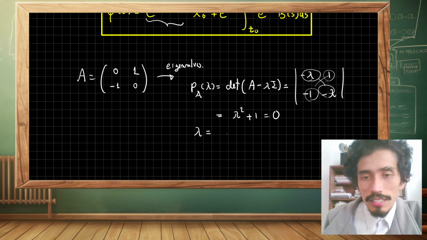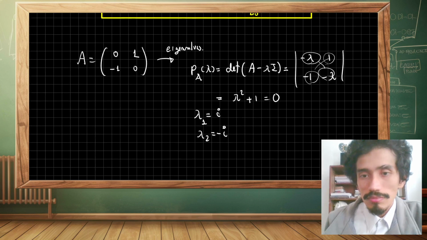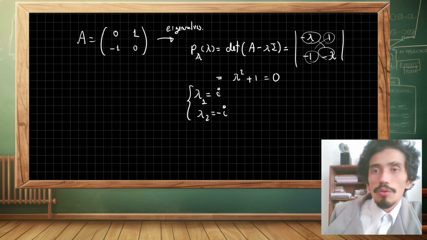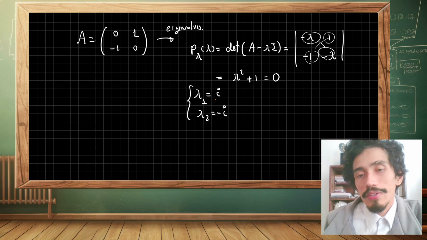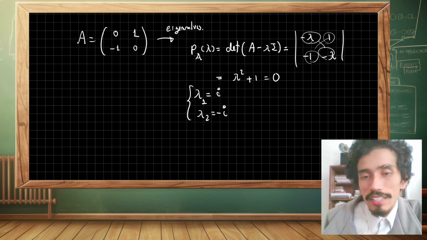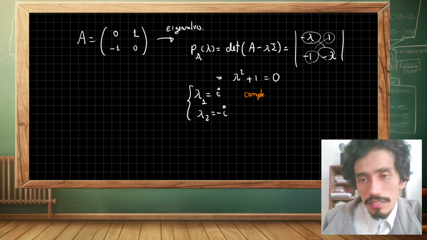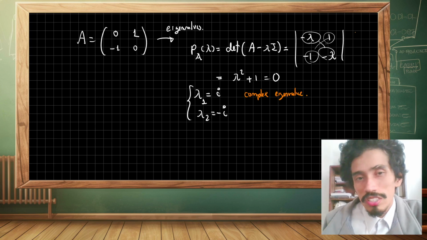So gamma has a complex solution. Gamma 1 is a complex number which is i, and gamma 2 is its conjugate, which is minus the imaginary unit. This is more difficult than the previous case in which the eigenvalues were real numbers. This is the complex eigenvalue. The solution is, however, not too difficult.